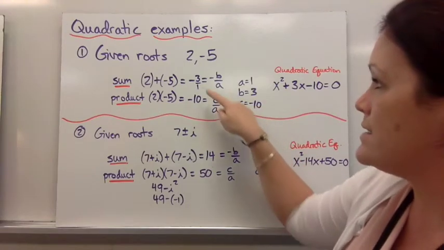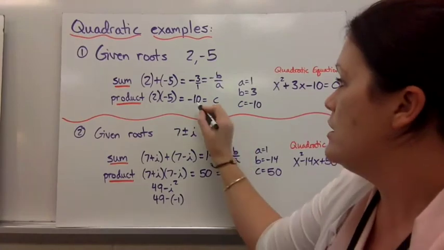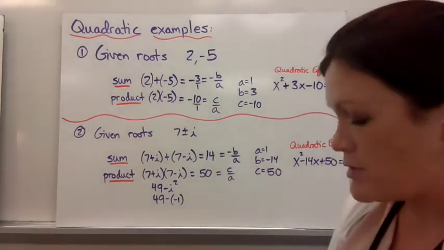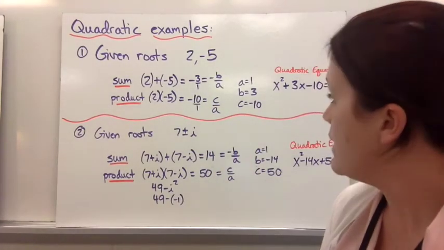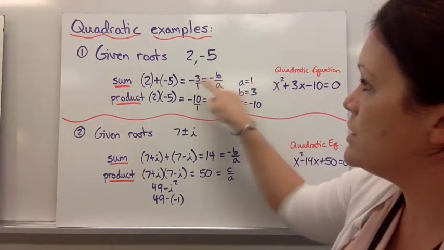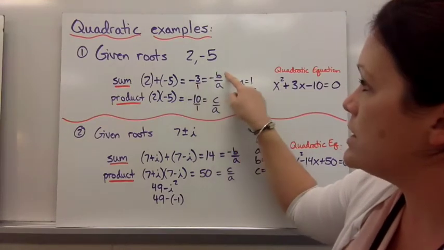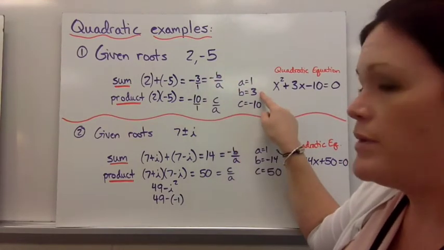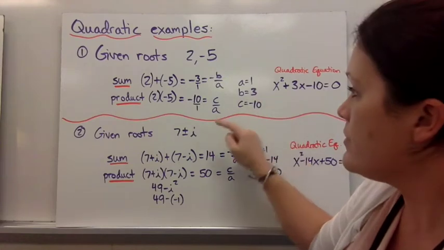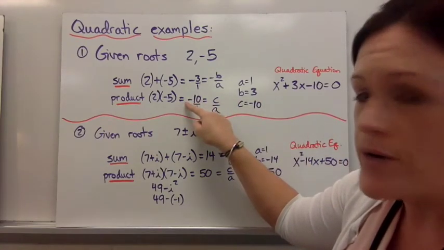So a is the denominator. It's understood if there's not a denominator that we put a 1 in math. So that was a little 1 that's understood to be there. So a would equal 1. B is the one that you have to change the sign of. So if negative 3 is equal to negative b, b would be equal to positive 3. And then c is equal to negative 10, this numerator right here.